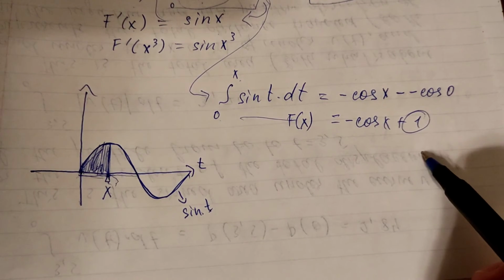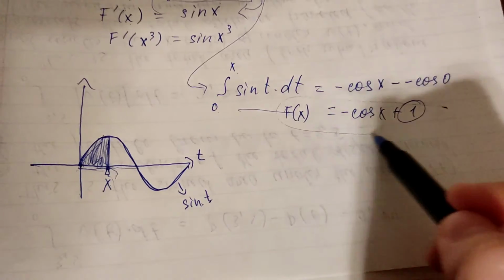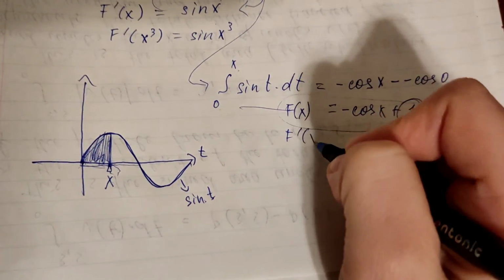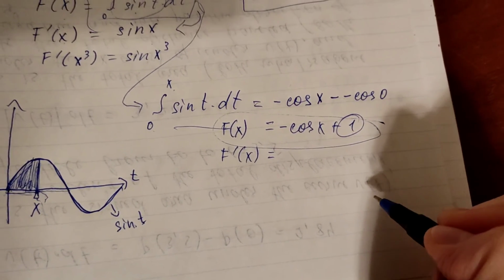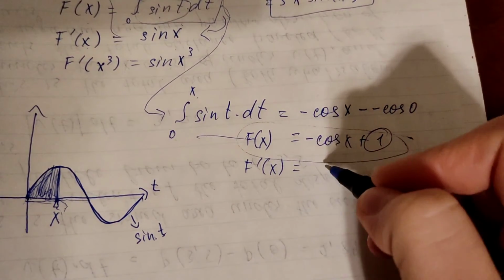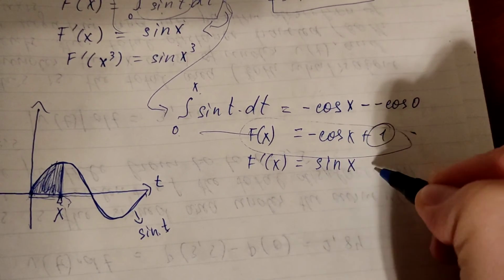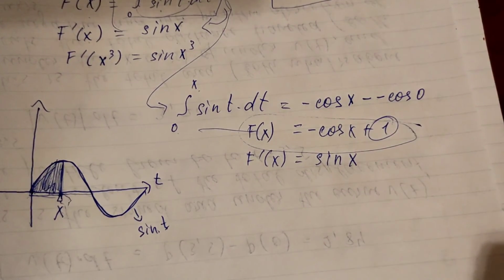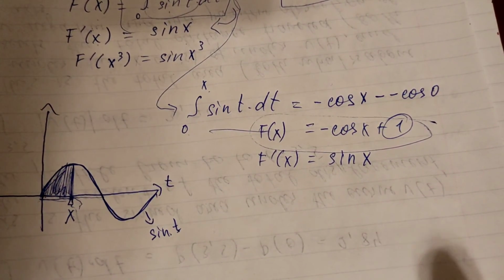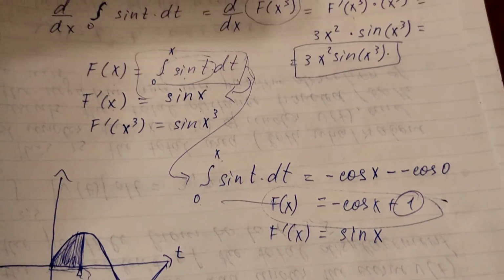Now, what we're going to do is we're going to take the derivative. And you're going to see something awesome. So what is F prime of x? What is the derivative of negative cosine of something? Well, it's just going to be sine of x. Plus 1? No, 1 is a constant, so it's plus 0, or just leave it out. Okay? So here you have it. Your proof.